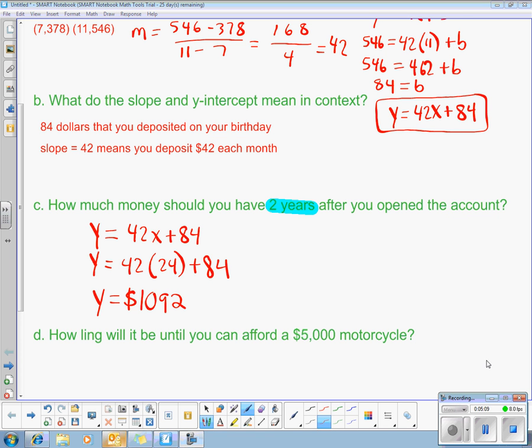Okay, so if you plug in 24 for x, which is 2 years measured in months, you just multiply it by the 42 and add the 84, and you end up with $1,092. Like I said, there's nothing real fancy about this. You can't get a raise and deposit more money. You can't do interest. Nothing ever changes in linear functions, which makes them kind of weak as far as making up a word problem, but important nonetheless.